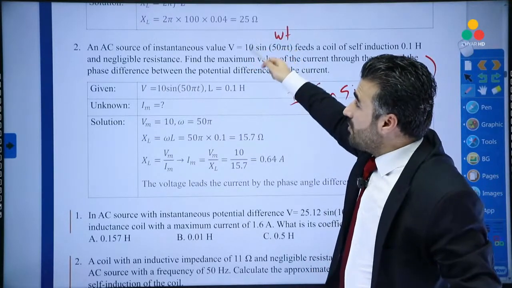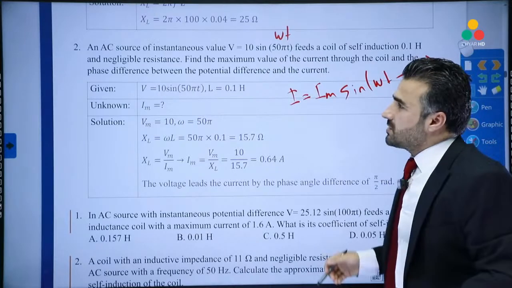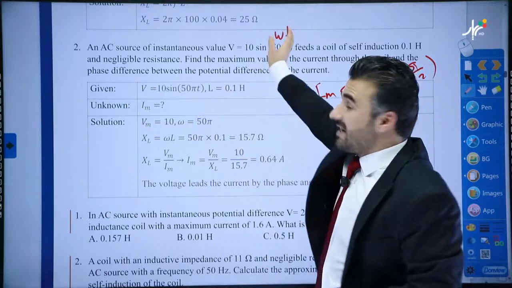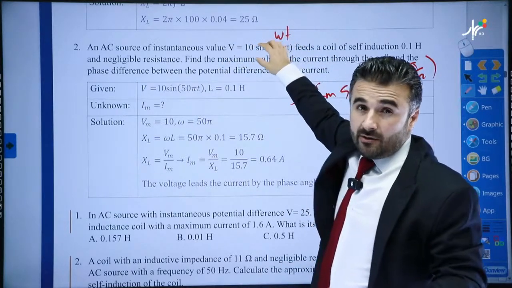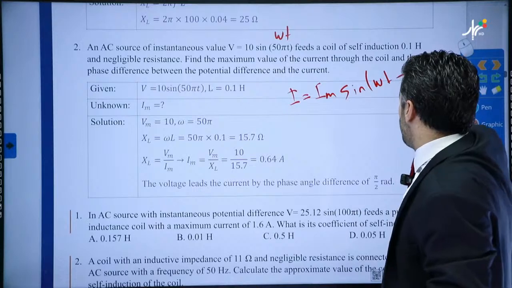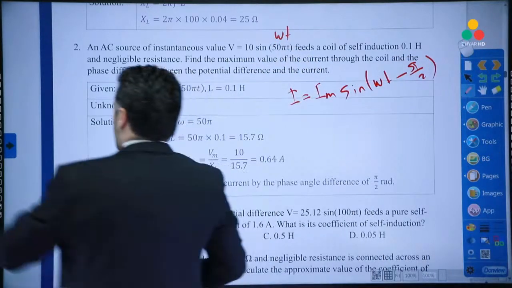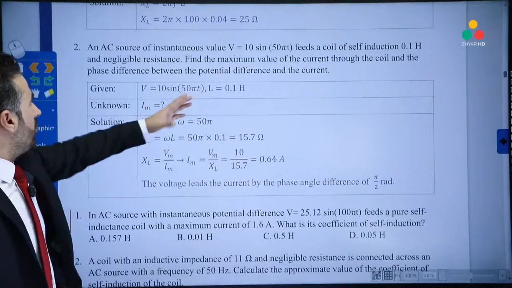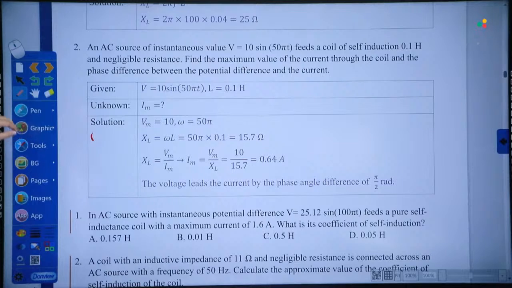Why? Because they don't tell you that the voltage is leading by 90 degrees here. But we do know that for a coil of self-inductance, or pure inductance, the voltage is leading. So if they don't show you the voltage leading by 90 degrees, you'll have to say the current must be lagging by 90 so that this too becomes correct. Okay, but that is not the question here. So what is the question here? It says, in a coil, find the maximum value for the current through the coil and the phase difference between the potential difference and the current as well.